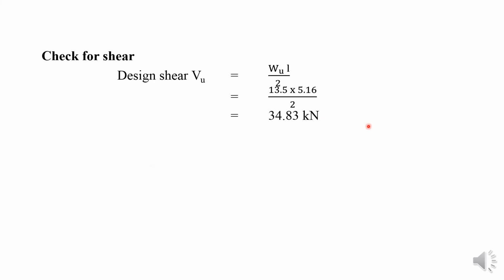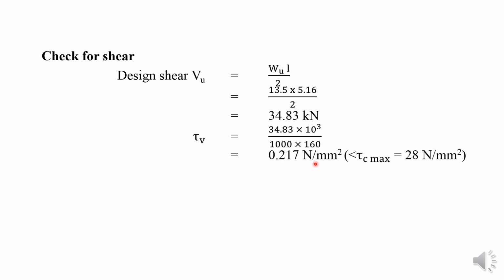Next we will do the shear check. Design shear Vu is equal to wl by 2. So first we have to find out the value of wl by 2, that is 34.83. W we already know, 13.5, into L 5.16. So tau v is equal to Vu by b d. So 34.83 into 10 power 3 divided by b into d. You will get a value of 0.217 Newton per mm square.